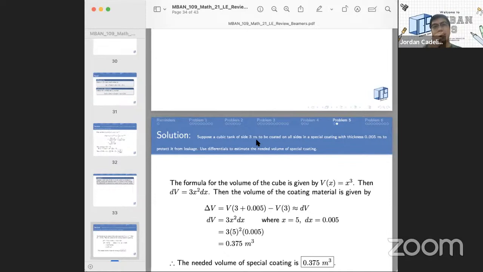Ay, actually may typo pala sa problem. My bad. So, actually, yung mangyayari is that, ano pala to? May mali. So, at V of x is x cubed. So, ang given natin is 3. So, dapat pala to, yung given natin should be 5, not 3.